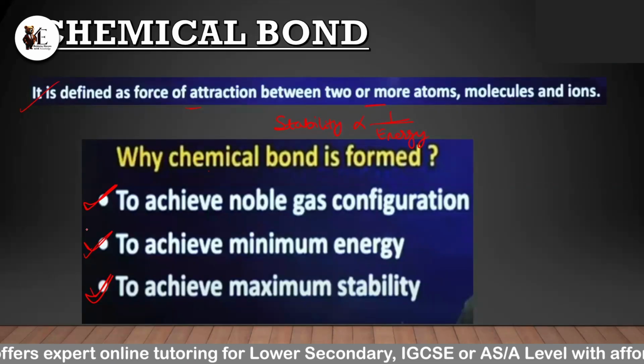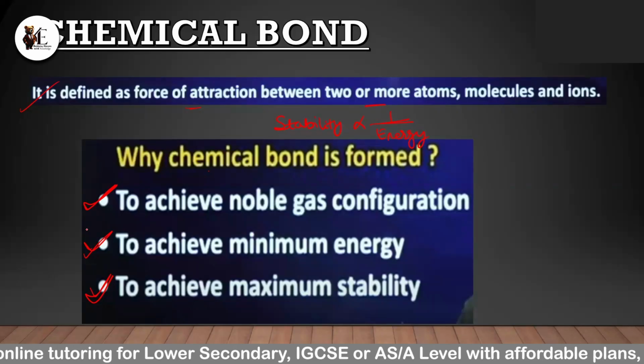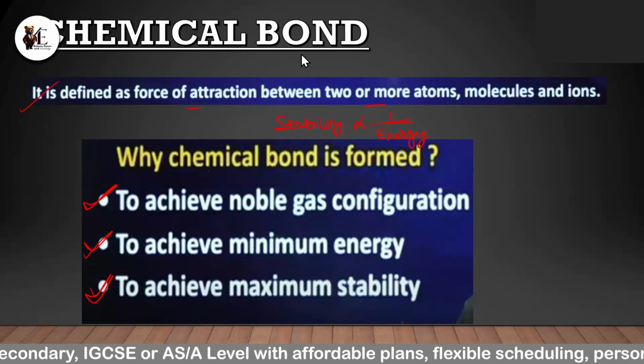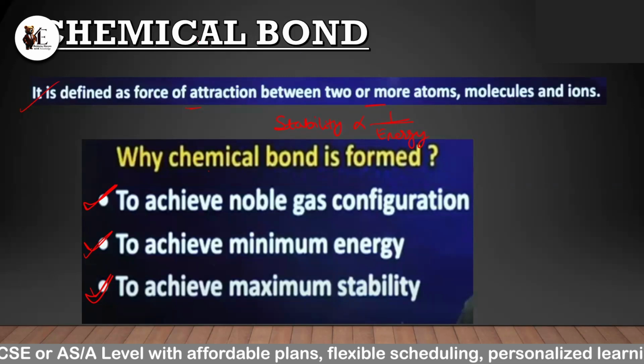Is the definition of chemical bonding clear, and why we are studying this chapter, why we are forming chemical bonds? Yes. Please note it down.